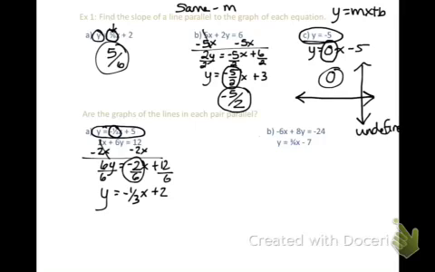Now, let's look at it. Do they have the same slope? Yes, they do. Do they have different y-intercepts? Yes, they do. Are the lines parallel then? Yes.